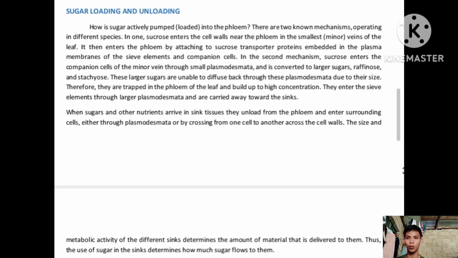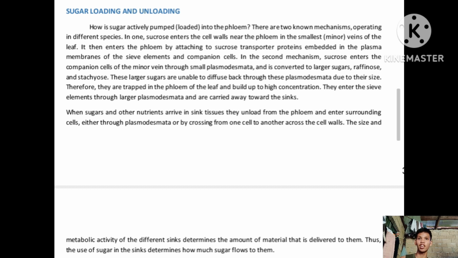Sugar loading and unloading. How is sugar actively pumped into the phloem? There are two known mechanisms operating in different species. In one, sucrose enters the cell walls near the phloem in the smallest veins of the leaf. It then enters the phloem by attaching to sucrose transporter proteins embedded in the plasma membranes of the sieve elements and companion cells.